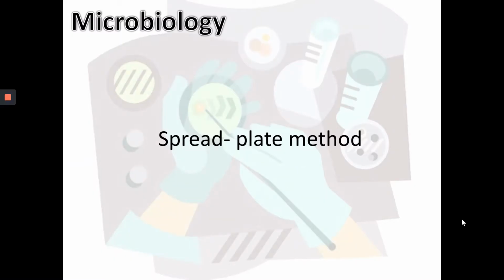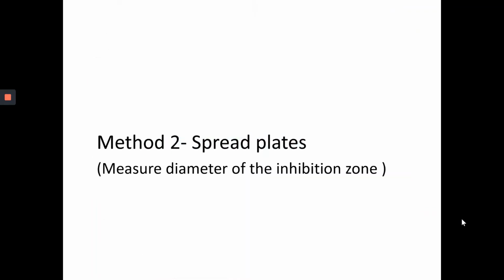Today, we would like to talk about the spread plate method. So what is the spread plate method in microbiology? The spread plate method is to measure the diameter of the inhibition zone in order to assess the antimicrobial property of your substance.